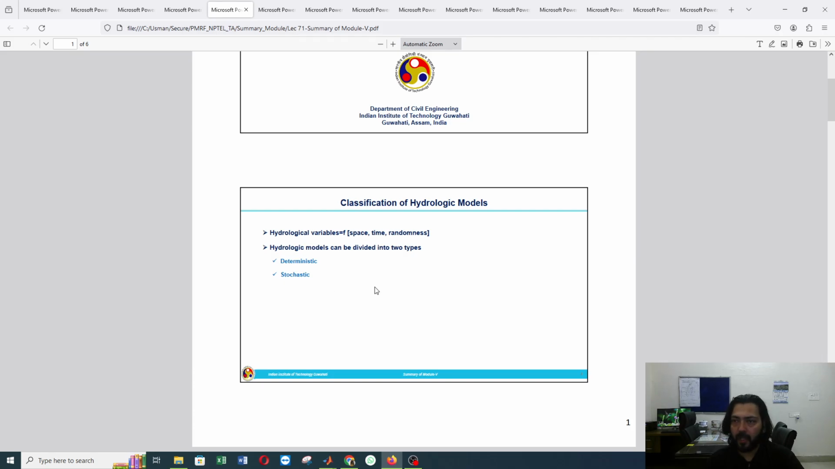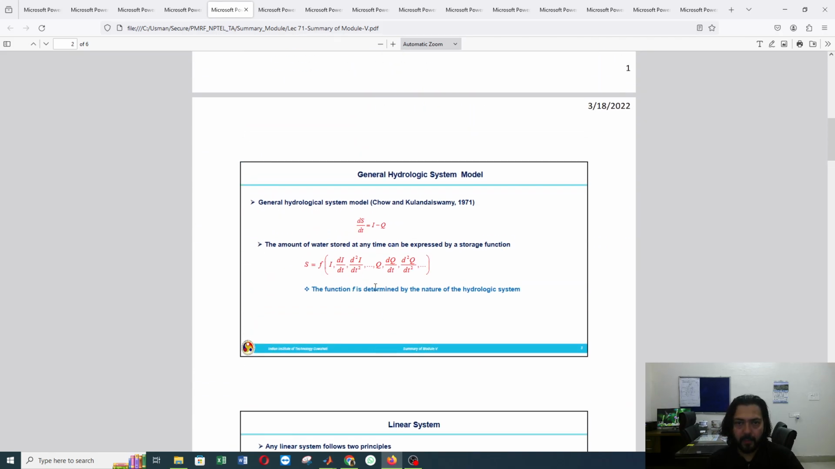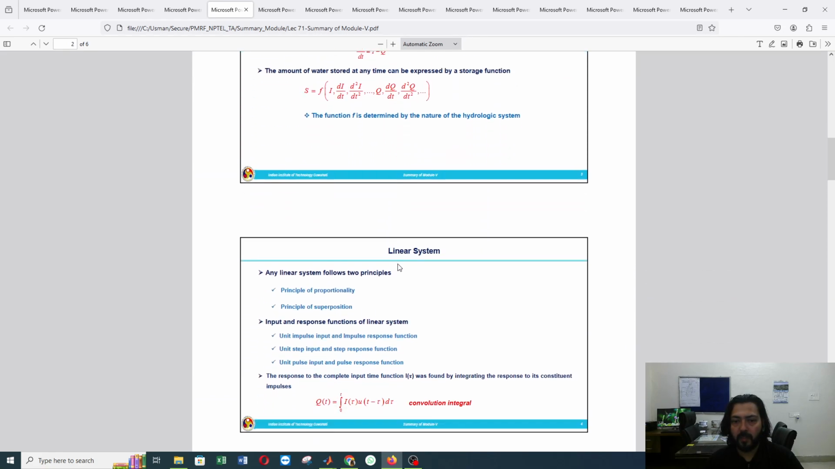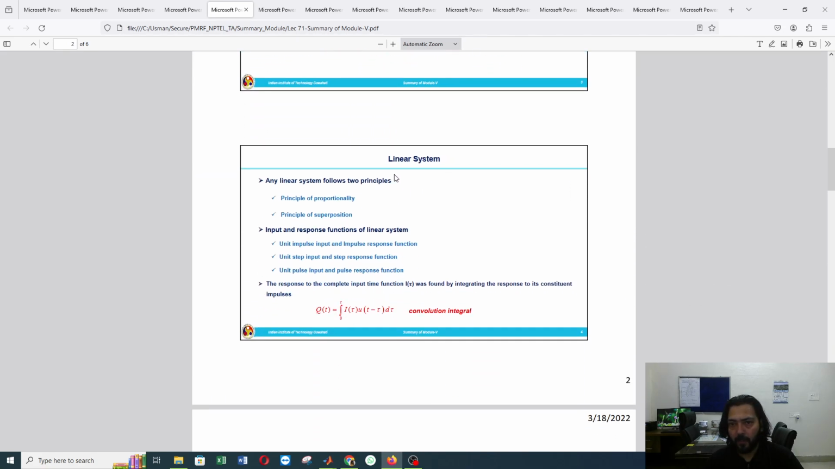And with respect to time also. Then we have seen how all the hydrologic system models are based on linear systems. And when we talked about linear systems, we talked in much detail about two principles, that is the principle of proportionality and the principle of superposition.